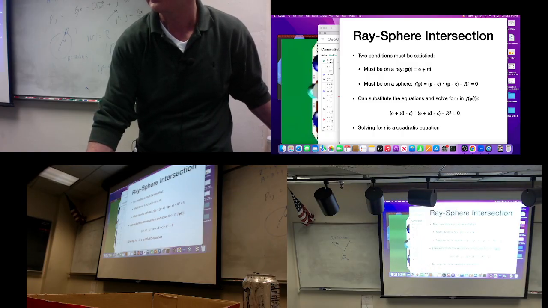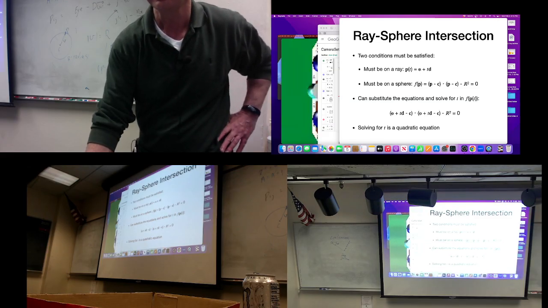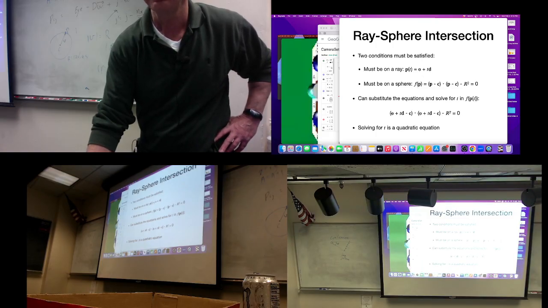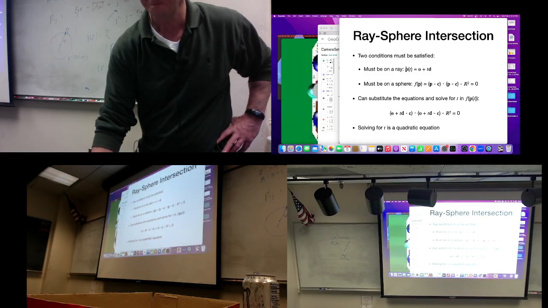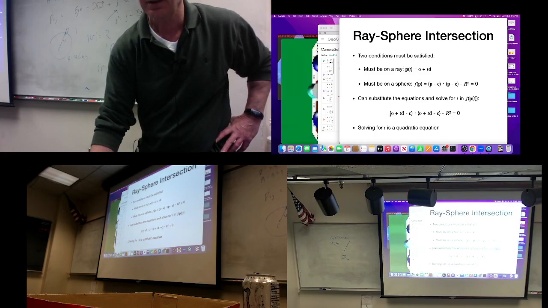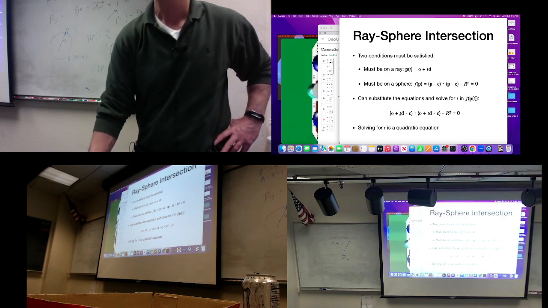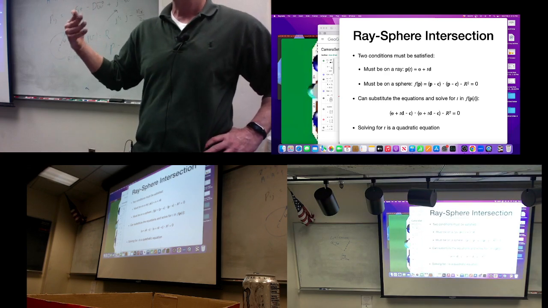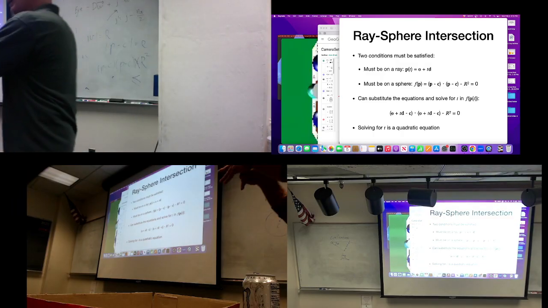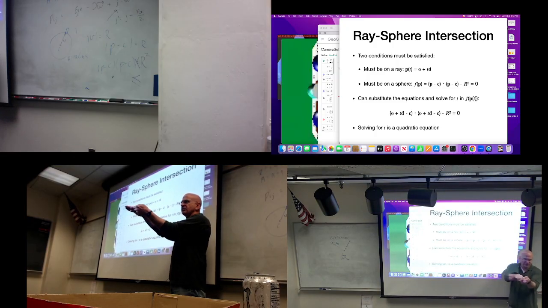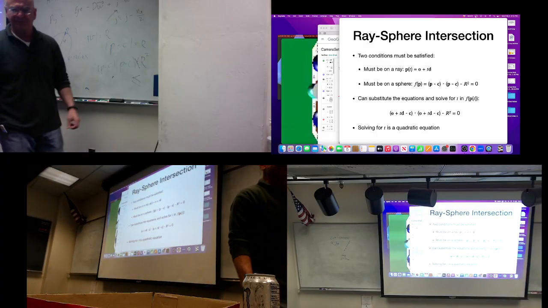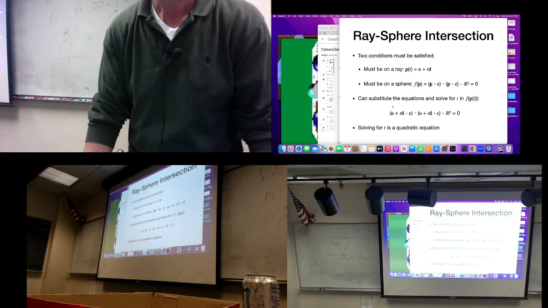t is a scalar starting at 0, where the ray starts at the eye itself, and then moves in the direction of d. If this point P of t is also on the sphere, then this should be satisfied. Meaning that if I replace P by P of t, then what do I get? Here is a location at some point t, even though I don't know t yet. And we are following the same rule that we saw when we hit a ray with a plane. I'm not asking first what is the intersection point. I'm asking at which time does the intersection happen.